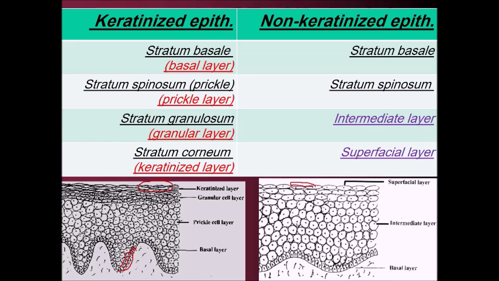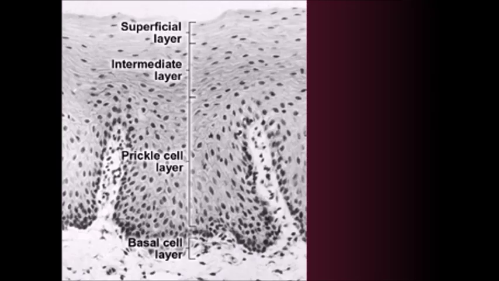That's why we see it more deeper in color than the other layers. This image is for the non-keratinized epithelium. We have the basal cell layer, prickle cell layer, intermediate and superficial layer.